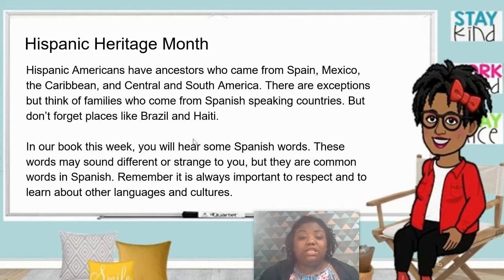In our book this week, you will hear some Spanish words. Do you speak Spanish? Some of you do, some of you don't. These words in the book that are Spanish may sound very different or strange to you if you don't speak Spanish, but they are common words in the Spanish language. So remember, it is always important to respect and to learn about different languages and cultures that you're interested in.